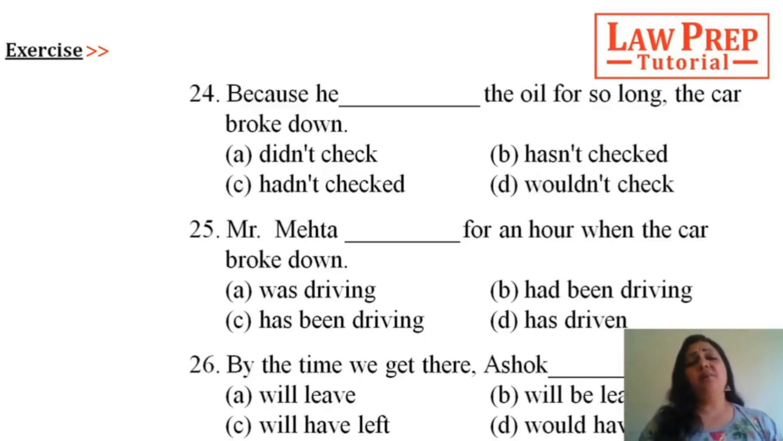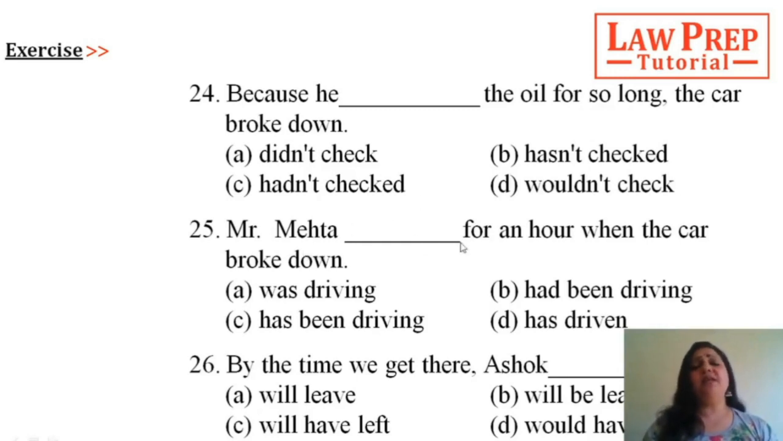So naturally, because he didn't check, he hasn't checked, he wouldn't check, he hadn't checked, because this sentence already has a simple past tense, right? Broke down. So you'd use which tense? Past perfect. You'll see 5 to 10 questions on this rule have come, that when you use simple past tense, you use as a combination past perfect or past continuous. So because he hadn't checked the oil for so long, which matches with the rule of for also, perfect and perfect continuous, because he hadn't checked the oil for so long, the car broke down.